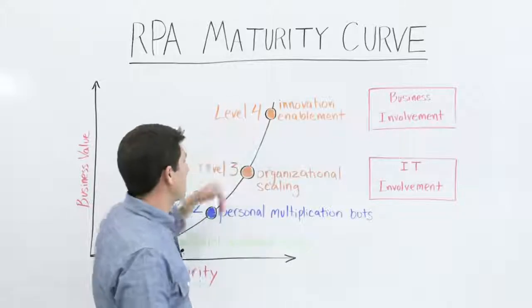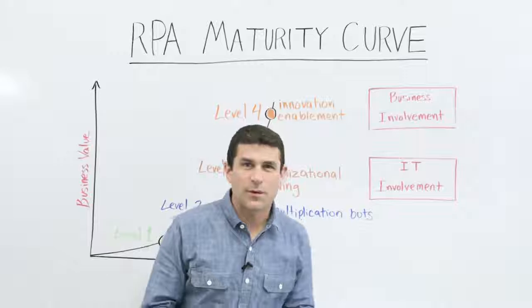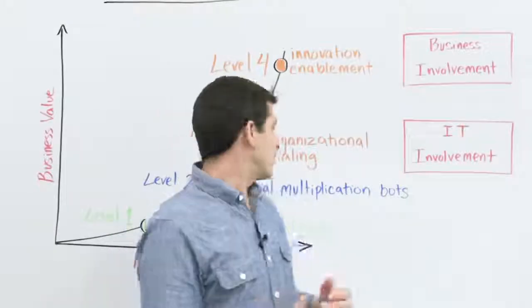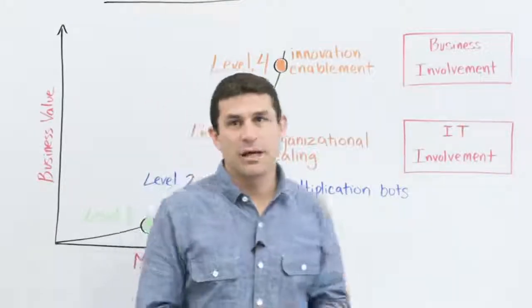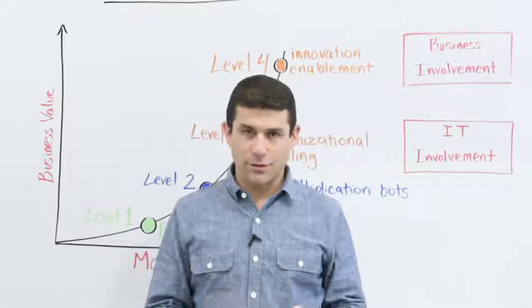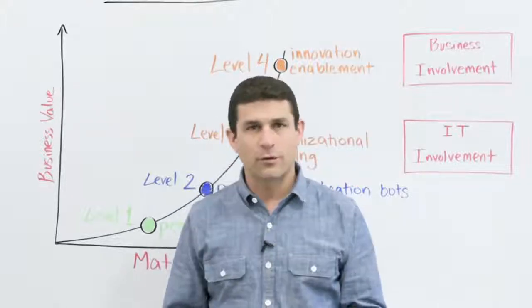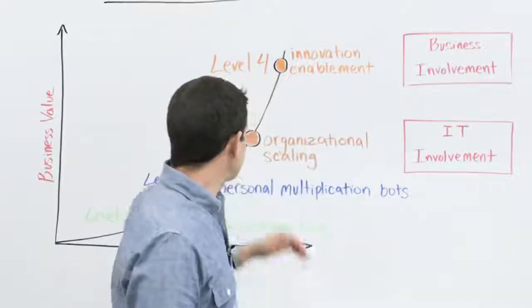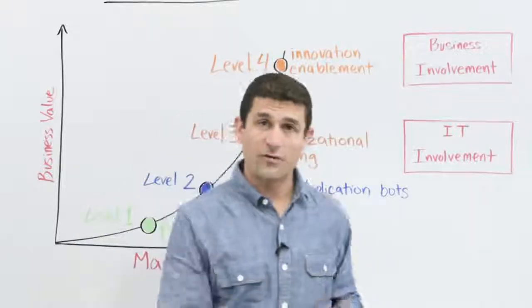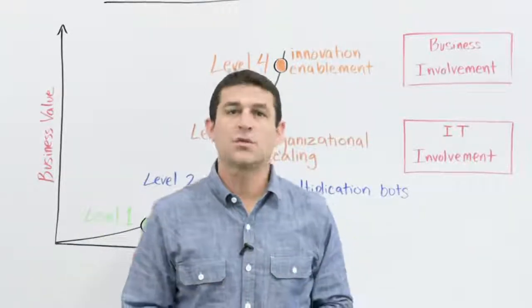Once you get to level 3 and 4, this is where there's a little more IT involvement. Level 3 is where we talk about organizational scaling. Take this personal multiplication bot, where we've added the ability to have some variability. It asks you up front which group or which business unit you're running this report for, and it goes and runs it. Think about organizational scaling as taking that off of the person's computer and putting it onto some of the infrastructure that's available using the tool sets.